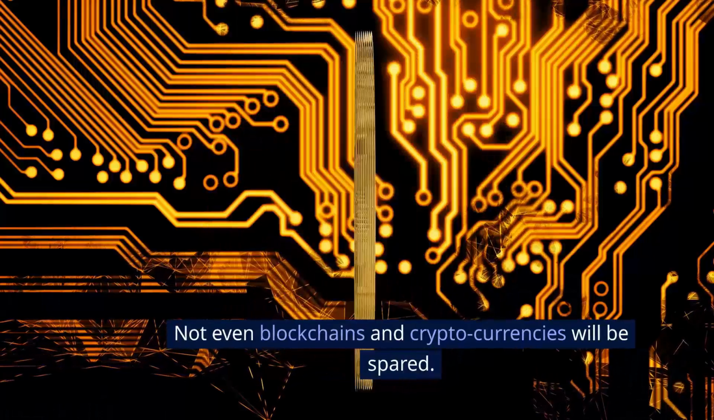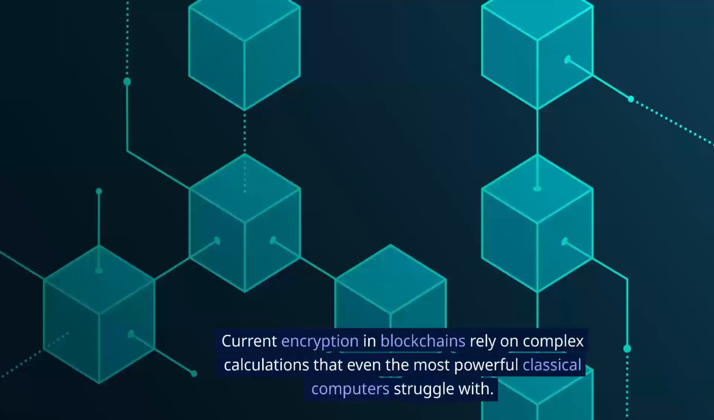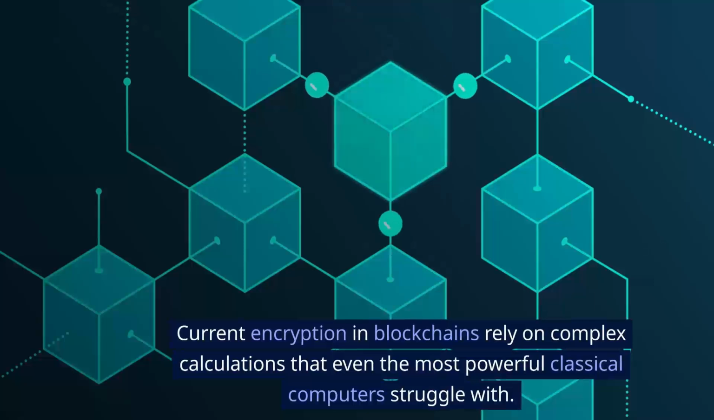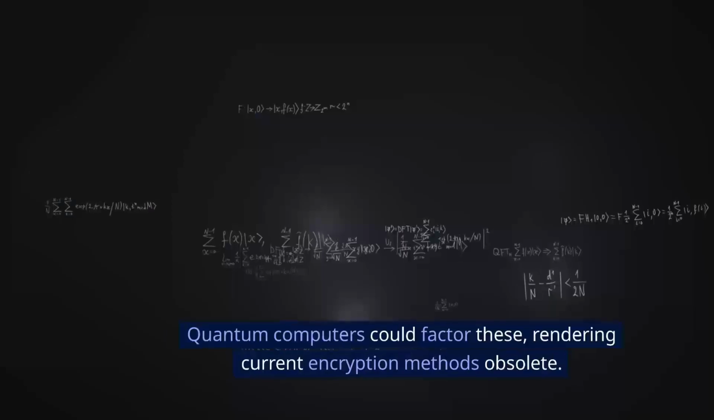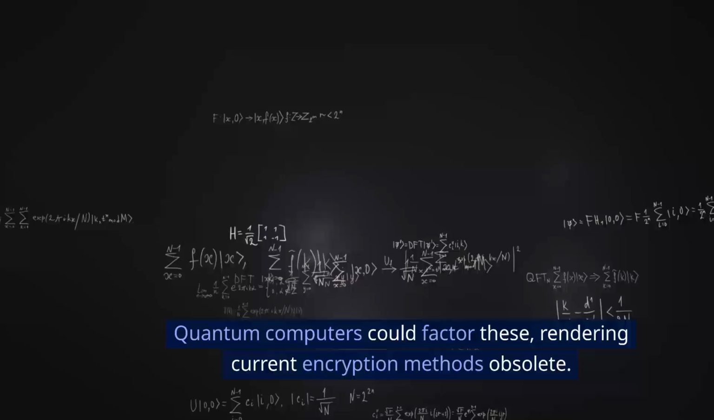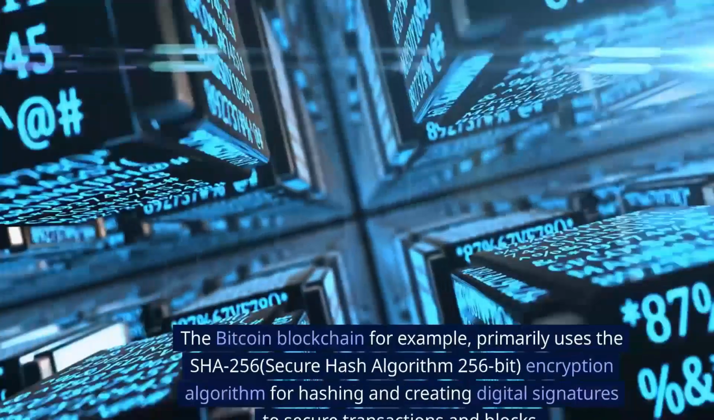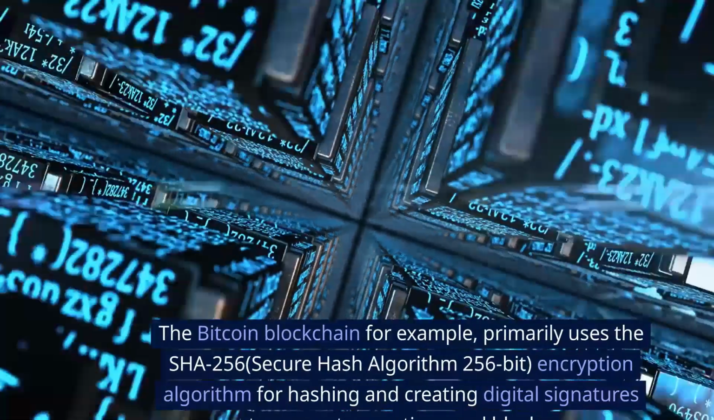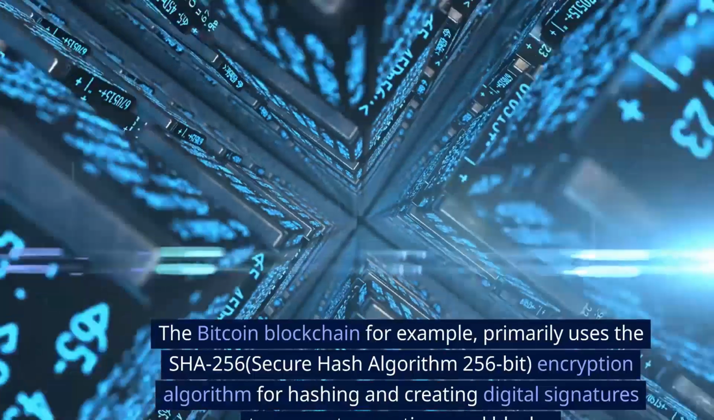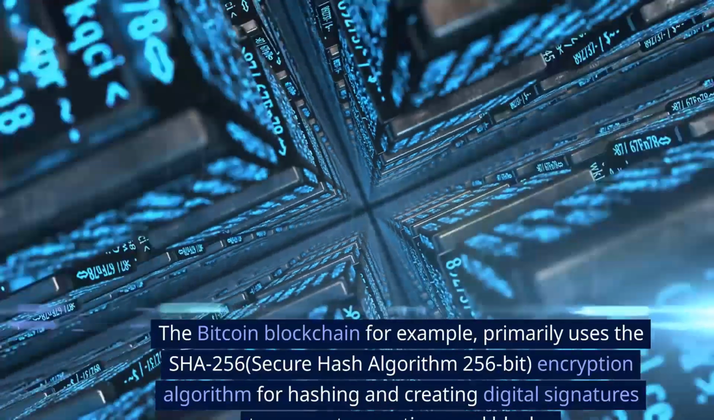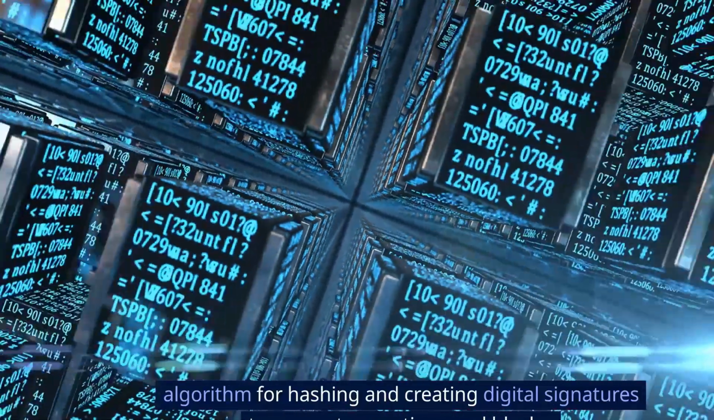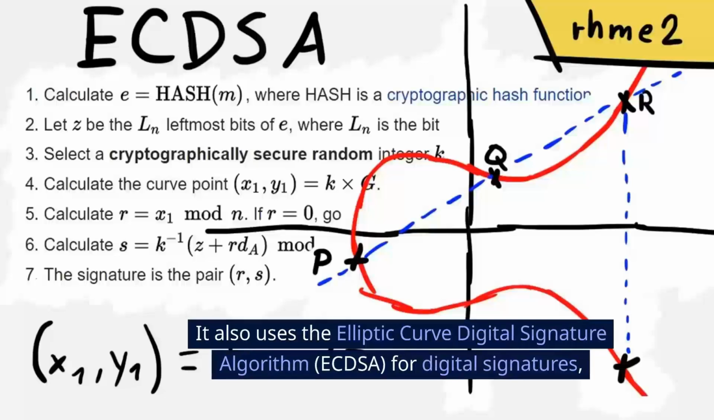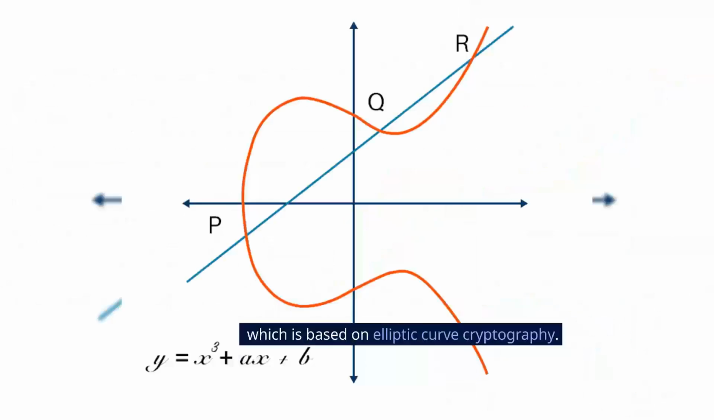Not even blockchains and cryptocurrencies will be spared. Current encryption in blockchains relies on complex calculations that even the most powerful classical computers struggle with. Quantum computers could factor these, rendering current encryption methods obsolete. The Bitcoin blockchain, for example, primarily uses the SHA-256 encryption algorithm for hashing and creating digital signatures to secure transactions and blocks. It also uses the elliptic curve digital signature algorithm, ECDSA, for digital signatures, which is based on elliptic curve cryptography.